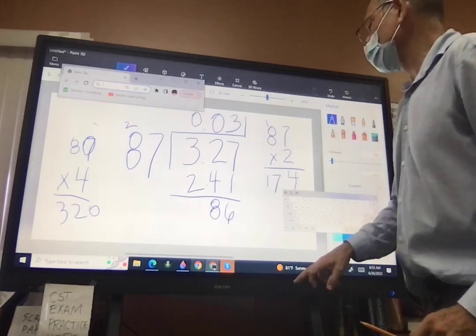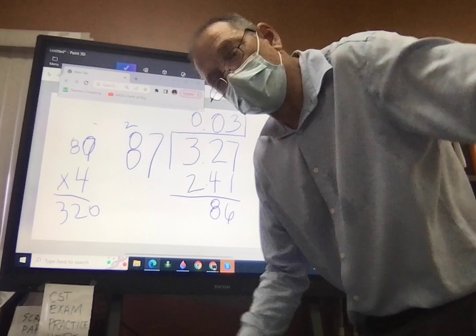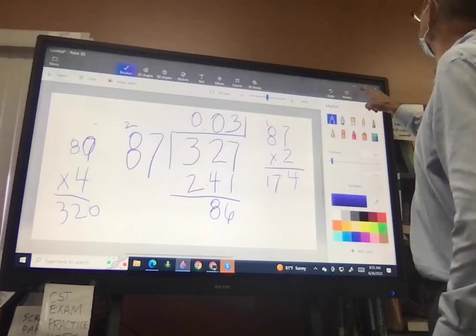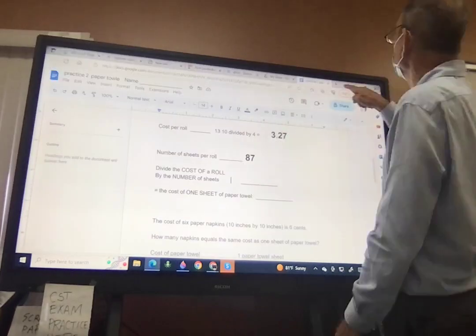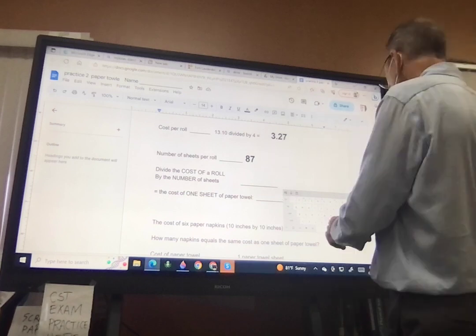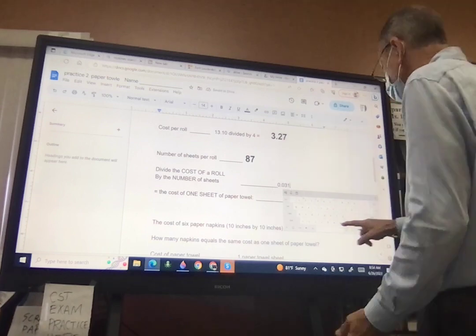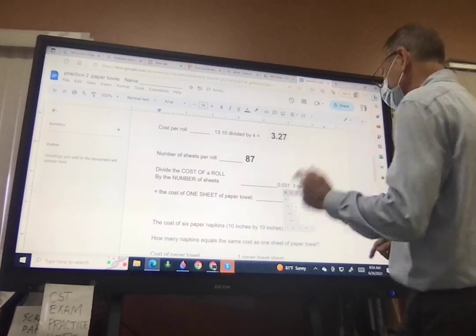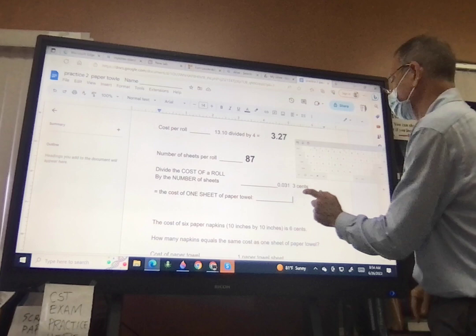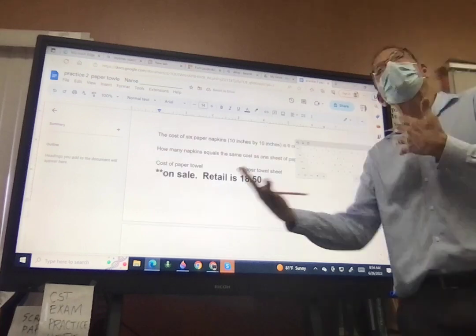Come on, where are we going here? We want to go there. Apologies to the audience. Oh, there it is, right there. No, that's not it. There we are. So this turned out to be $3, or no, 0.031, which is about 3 cents. There we go. So the cost of one sheet is 0.03.